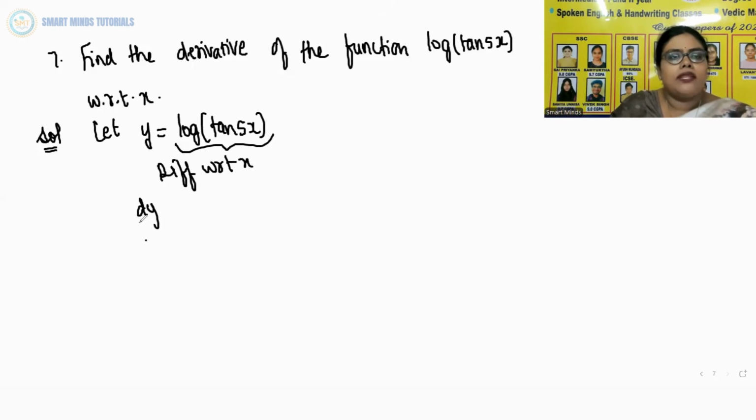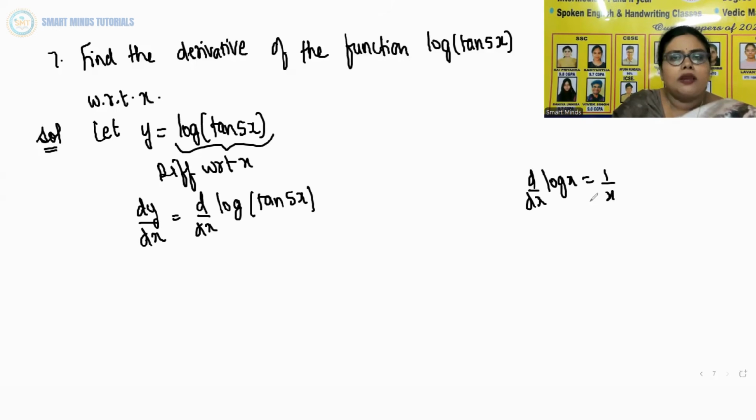So dy by dx is equal to, first we differentiate d by dx of log of tan 5x. Now we know that d by dx of log x is 1 by x. But in the place of x you have tan 5x. So that is 1 by tan 5x. Now again differentiating tan 5x.